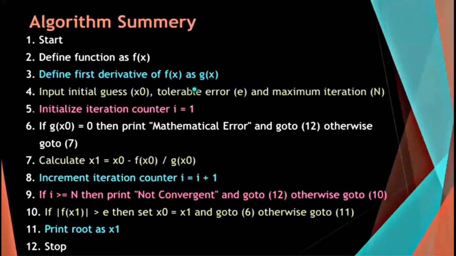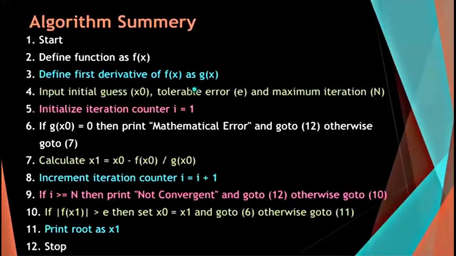Step 5, initialize the iteration counter I equal to 1. Step 6, if g of x0 equals 0, then print mathematical error and go to step number 12, otherwise go to step number 7. It means it checks whether the denominator is 0. Then step number 7, calculate x1 equal to x0 minus f of x0 divided by g of x0. This is the formula used in the Newton-Raphson method to find x1.